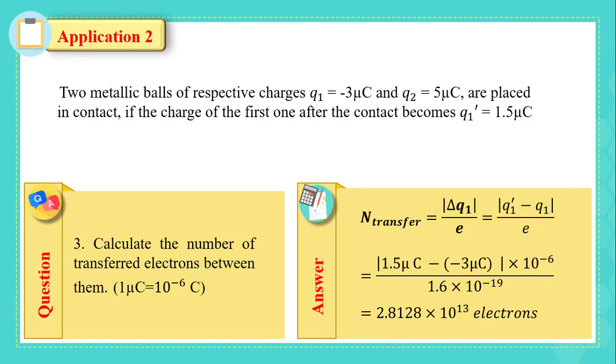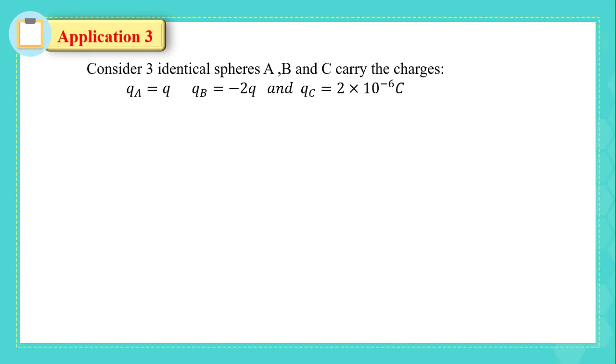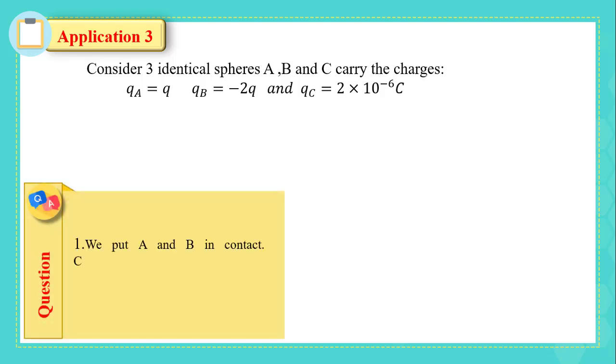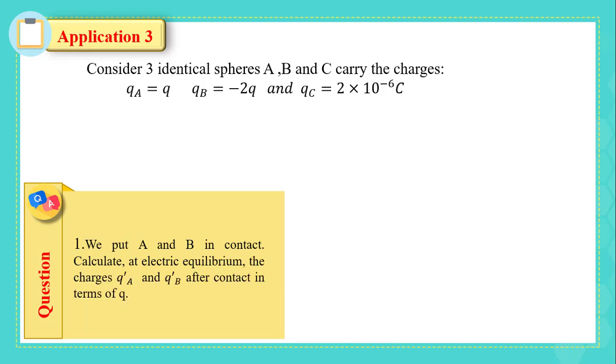Now, let's take another application. Application 3: we have three identical spheres A, B, and C carrying the charges QA equal Q, QB equal minus 2Q, and QC equal 2 times 10 power minus 6 coulomb. The first question: we put A and B in contact. Calculate, at electric equilibrium, the charges Q prime A and Q prime B after contact in terms of Q. The answer will be like this.